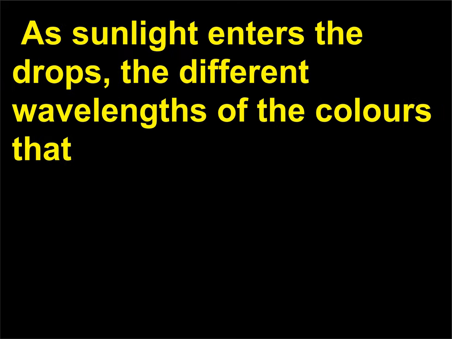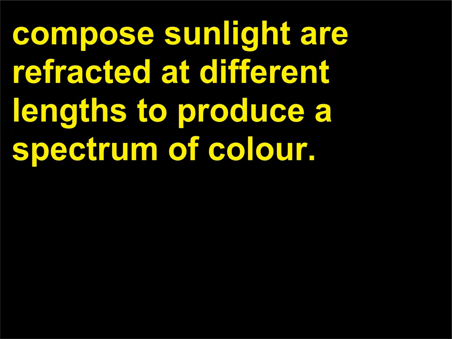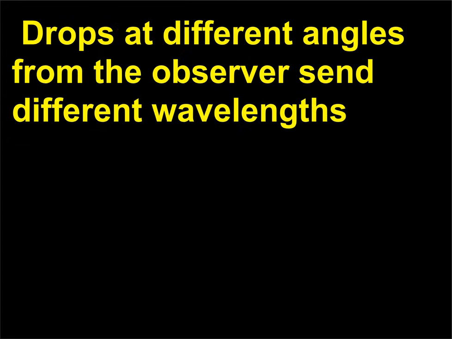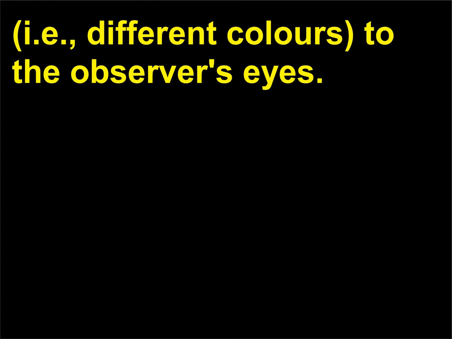As sunlight enters the drops, the different wavelengths of the colors that compose sunlight are refracted at different lengths to produce a spectrum of color. Each observer sees a different set of raindrops at a slightly different angle. Drops at different angles from the observer send different wavelengths, i.e., different colors, to the observer's eyes.